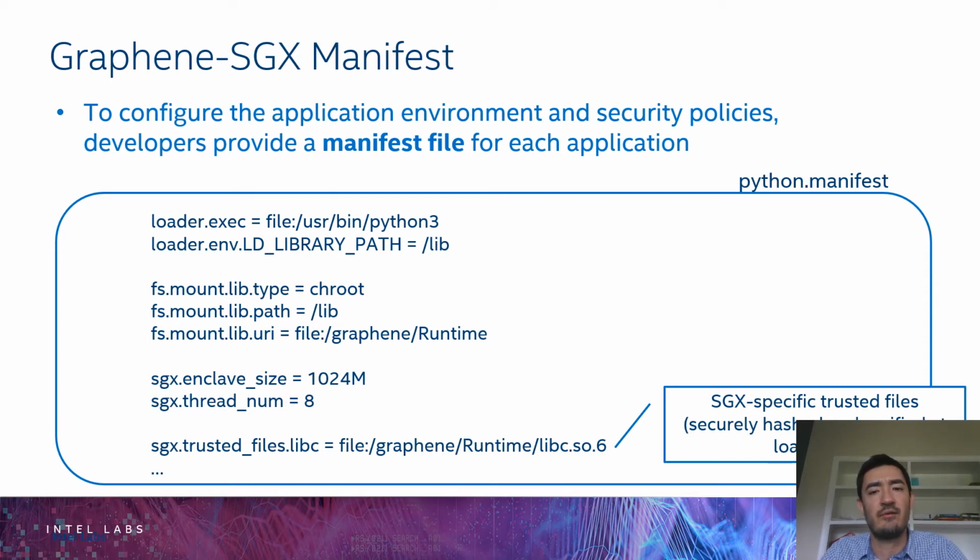There are several more manifest options to Graphene to enable additional functionality. So this manifest is the single most important file when porting applications to Graphene and Intel SGX. Ultimately, the security and correct functioning of the application depends on how its manifest file is written.